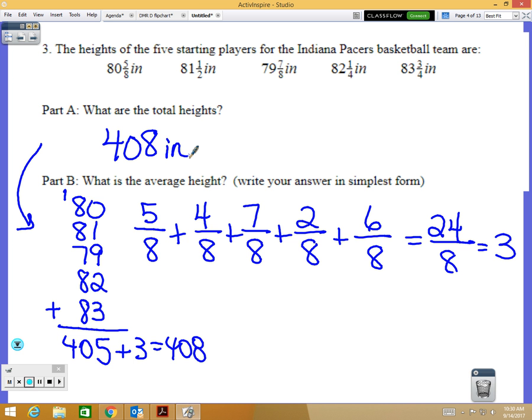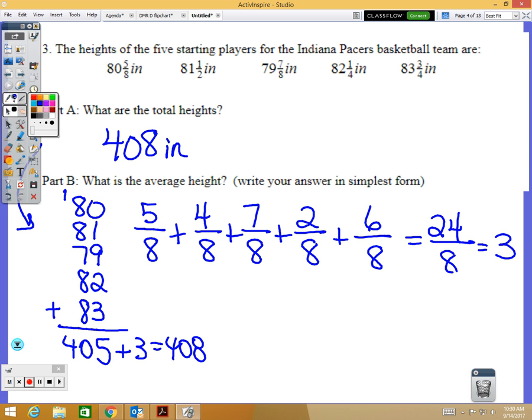All right, part B. What is the average height? Write your answer in simplest form. So how do we find an average? Tommy? Total? So 408 divided by 5? Yes. 408 divided by 5.